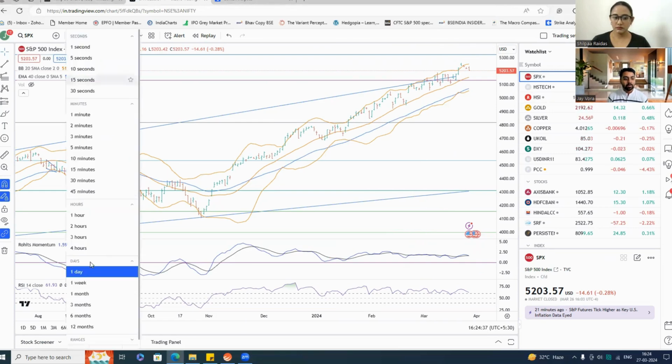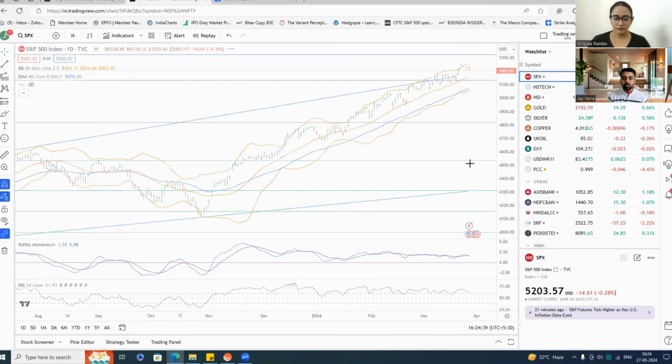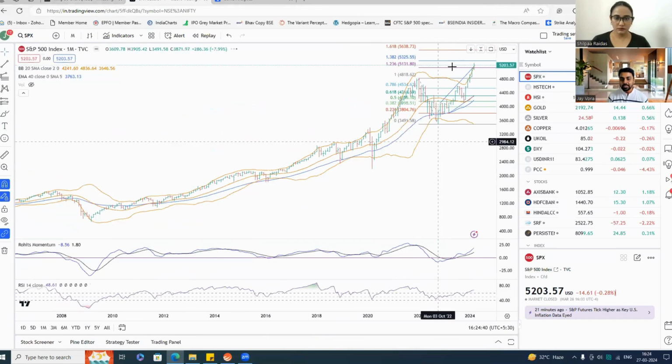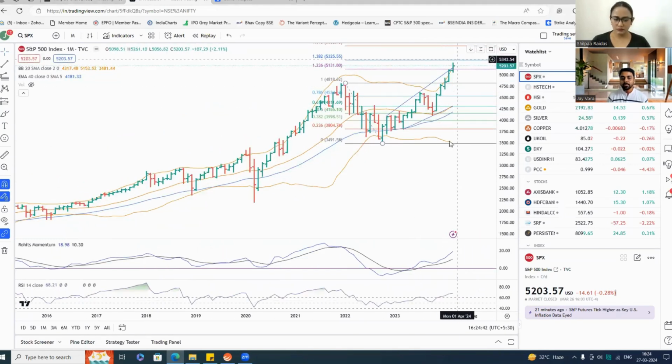And even when we look at the monthly chart, it is reaching the upper Bollinger Band as well. And then we are at this 138.2% retracement as well. So interesting times. We need to see whether we end up seeing the reversal or not.